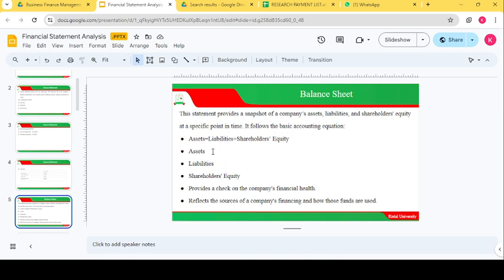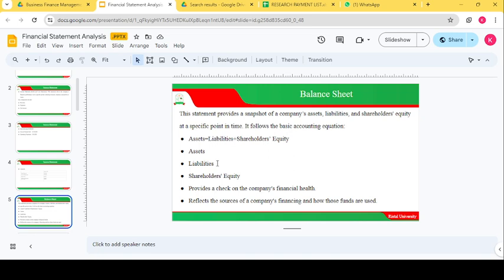Assets are resources owned by the company. For example, we have cash, we have inventory, we have property, and many others. And then we have liabilities. Liabilities are the obligations owed to the outsiders. All these are the obligations of the company. For example, we have the loans, we have accounts payable. The accounts payable are also the same as the creditors. And then we have the bank overdraft. Those are some of the examples of liability.